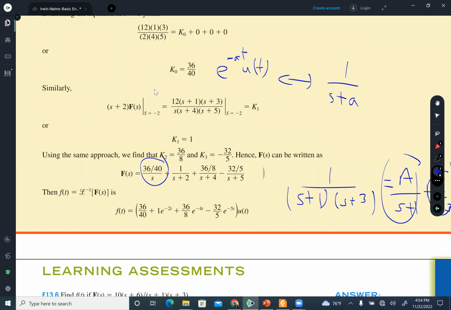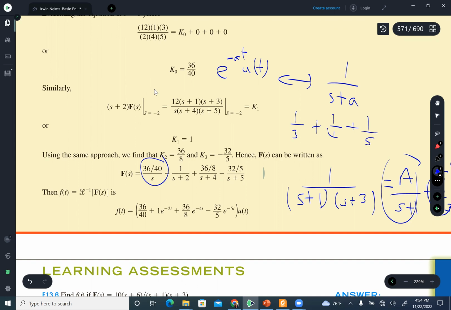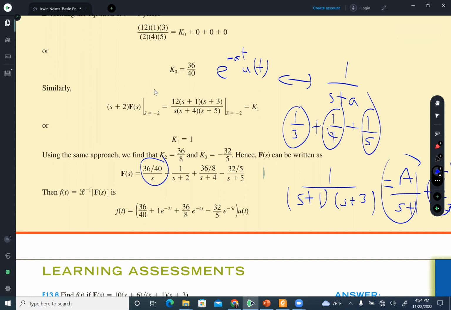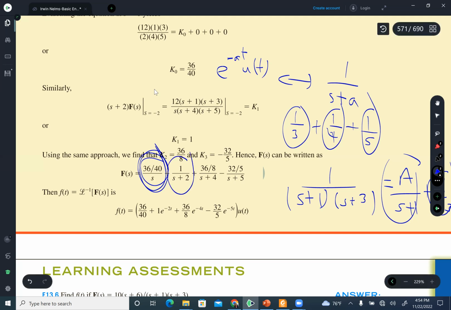When you add 1 over 3 plus 1 over 4 plus 1 over 5, you multiply the numerator and denominator there by 4 times 5, here by 3 times 5, and here by 3 times 4. You can do that here as well. Multiply this one with s plus 2, s plus 4, and s plus 5 in the numerator and the denominator. Multiply this one by s plus 4 and s plus 5 in the numerator and the denominator.